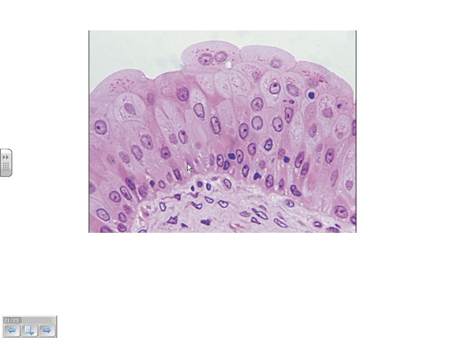Transitional. What type? Epithelium. What's its function? Stretching for storage. Good. And where's it found? Only in the bladder. Very good.